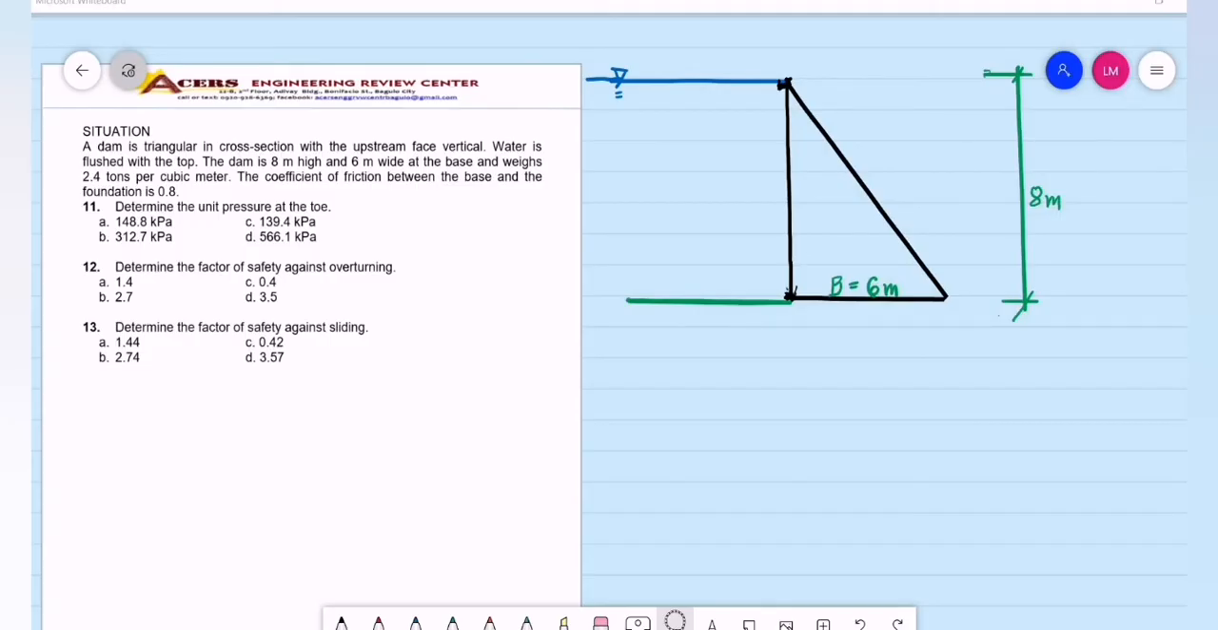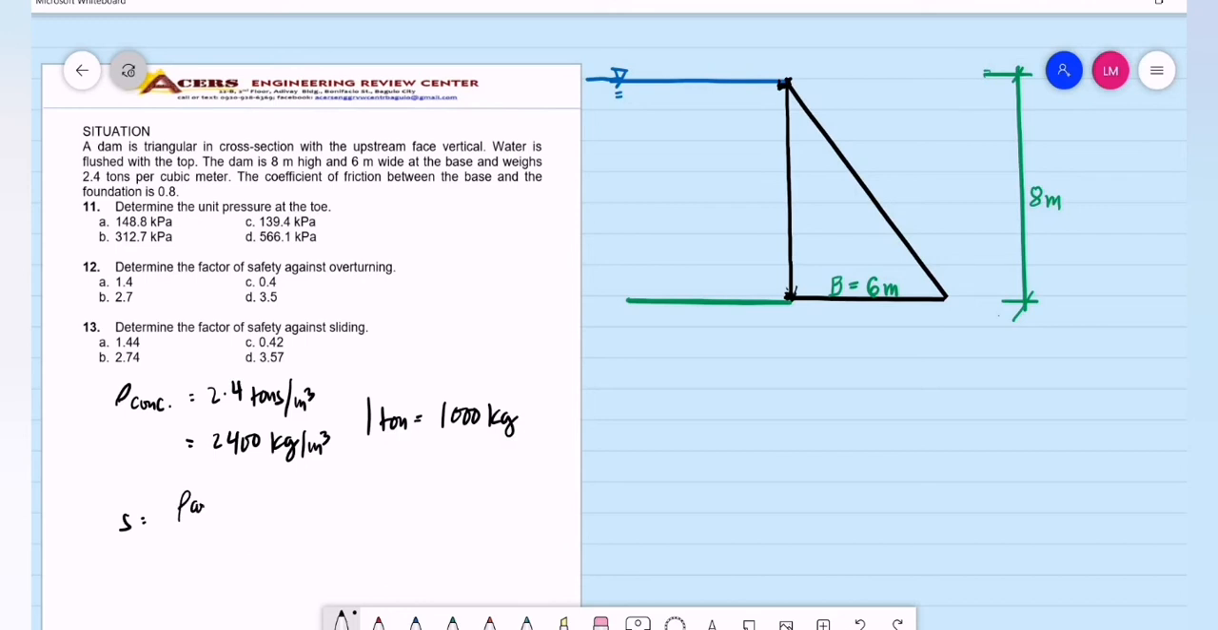So let's have first the given. One of the given is the density of the concrete, let's say rho concrete is equal to 2.4 tons per cubic meter. This is the same as 2,400 kilograms per cubic meter, since 1 metric ton is basically equal to 1,000 kg. So if we are to determine the specific gravity of the concrete, that is the density of the concrete divided by the density of water. So this is equal to 2,400 kilograms per cubic meter divided by the density of water, 1,000 kilograms per cubic meter. We'll be having a specific gravity of 2.4.